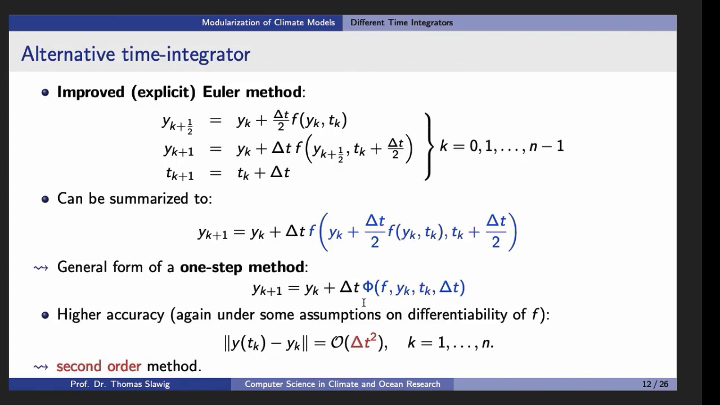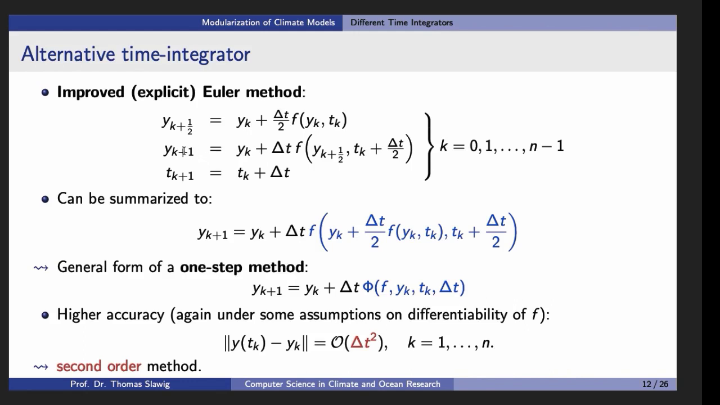So an alternative time integrator that we have is the so-called improved explicit Euler method, where we do the following thing in formulas. We first compute one intermediate step performing the Euler method with half step size. We compute some intermediate value, I call it here yk plus 1/2 because it corresponds to the point between tk and tk plus 1. And now I use the value of my model function at this new intermediate point that I generated, and I take the slope, or the value of f at this point, to make the full step.